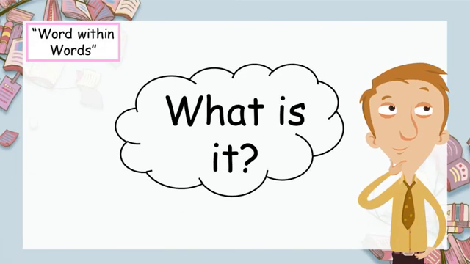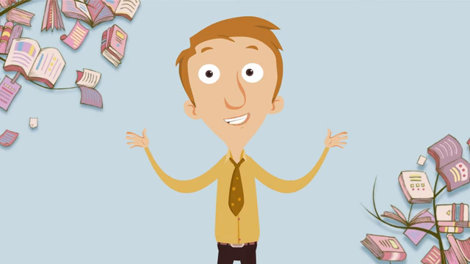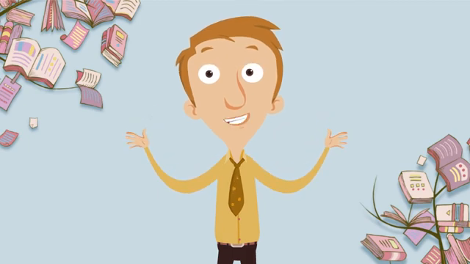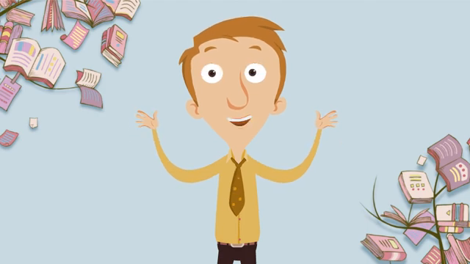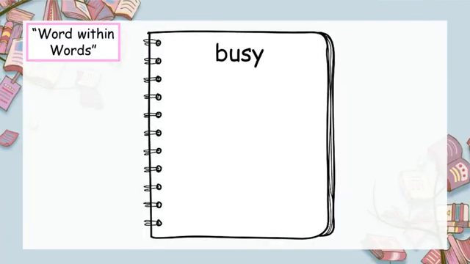Words within words. First of all, we need to figure out what that means. What are you talking about when you say words within words? Well, with the words within words spelling strategy, what we do is try to find small, easy to spell words inside of our longer, harder spelling word. Let's take a look at the word busy, for example. I can see a small word inside of that word that I already know how to spell. That's the word bus. B-U-S.